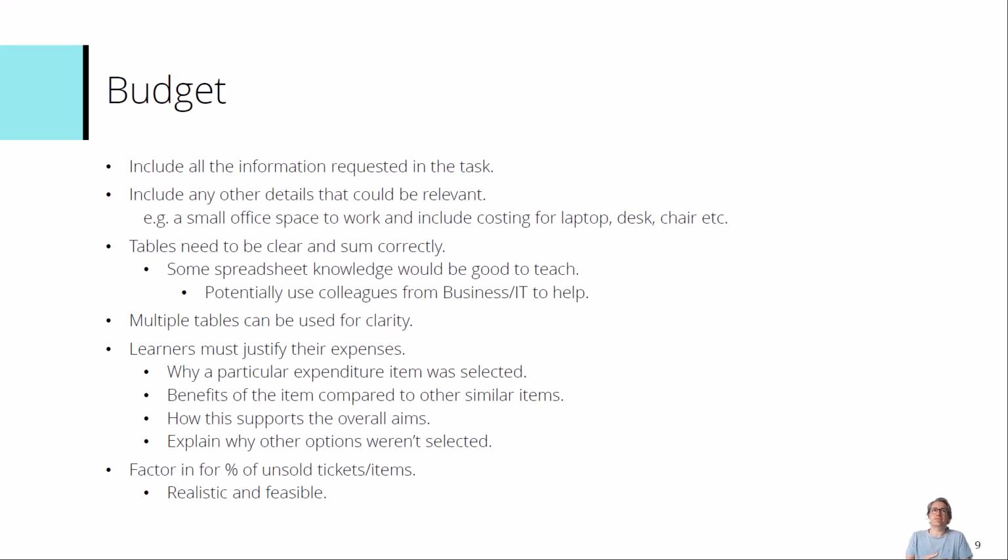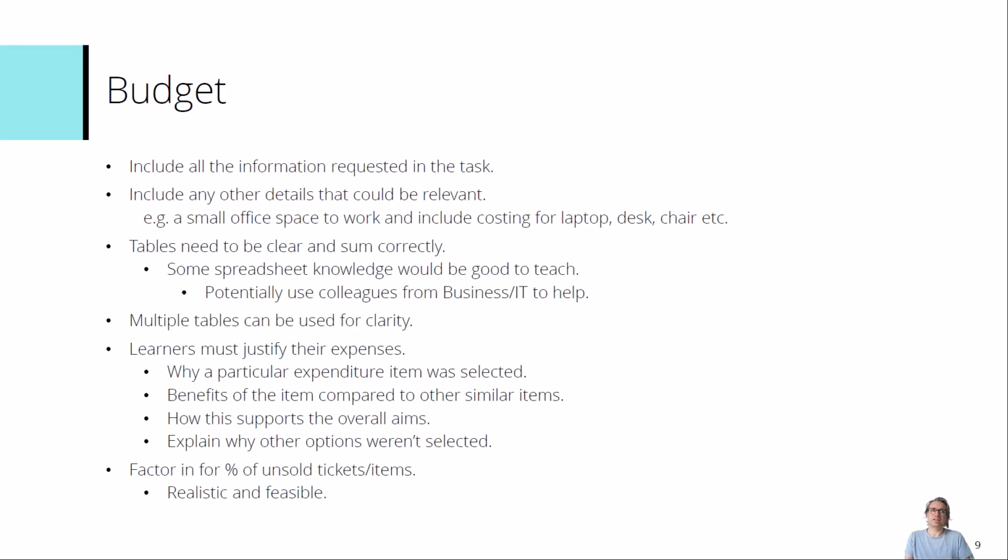Learners need to justify their expenses. So they need to look at why particular expenditure items were selected. Think about the benefits of that item compared to other similar items and why they're making those choices. Think about how this supports the overall aims of the brief and their plan, and explain why other options weren't selected as well.